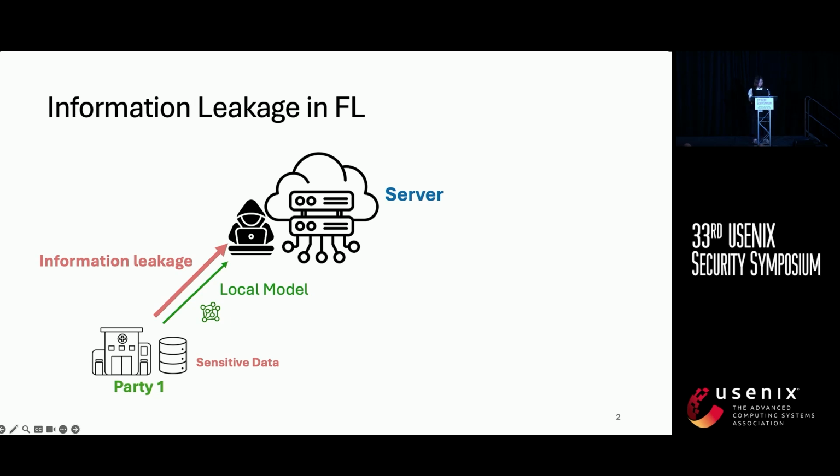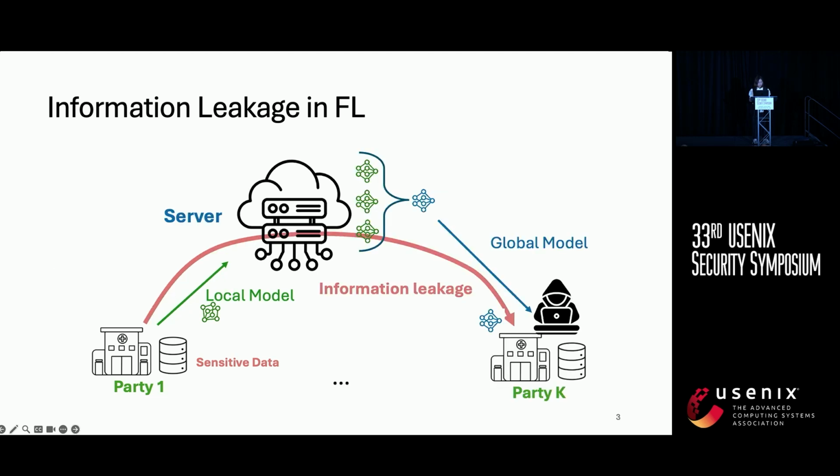In federated learning, parties are repeatedly sharing their local models with the server, but the sensitive information in parties' local datasets can be encoded in these local models. So the information about their training dataset can be leaked to the server through the shared local models. And this information can also be leaked to other parties through the global model.